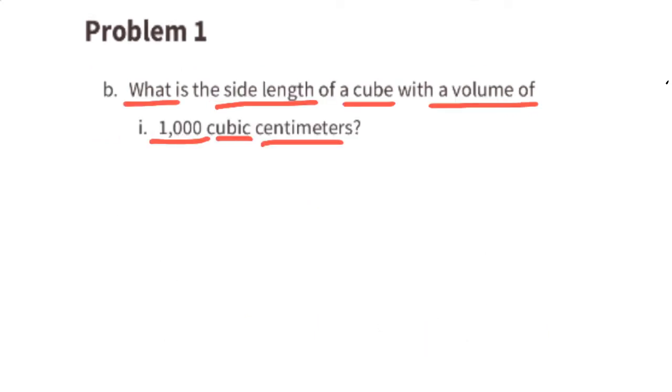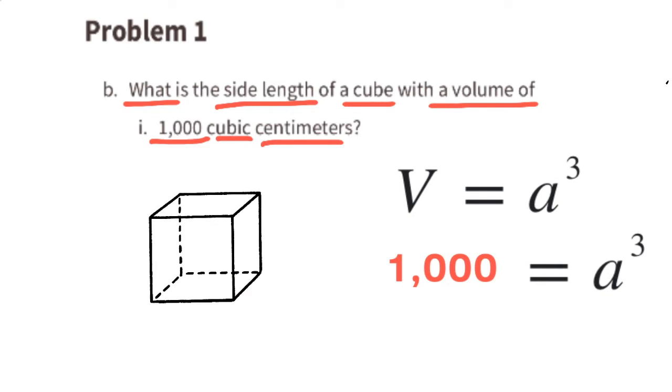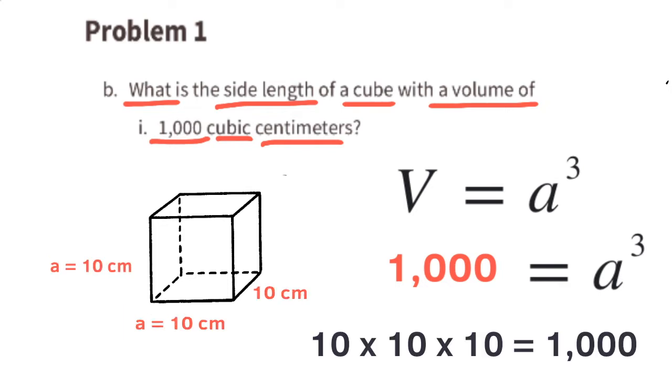B. What is the side length of a cube with a volume of 1,000 cubic centimeters? Since the volume equals a to the third power, in this case 1,000 will equal a to the third power. The 3 dimensions of this 3-dimensional cube can be labeled a. The height times the length times the width will equal 1,000. Since 10 times 10 times 10 equals 1,000, then the lengths of the sides of the cube are 10 centimeters.